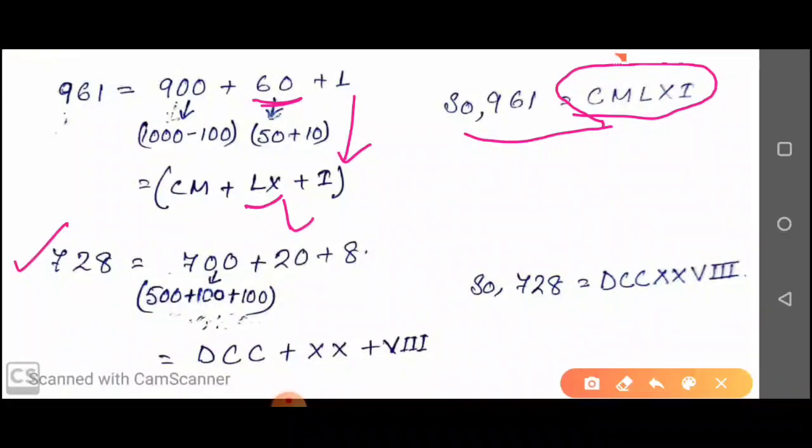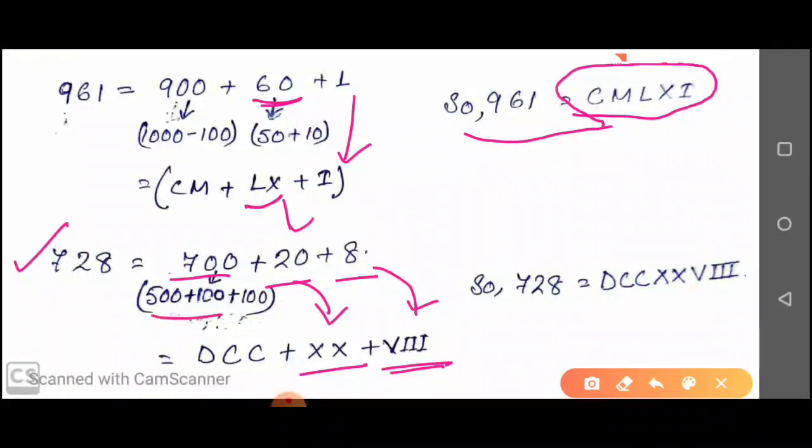For 728, we can write it as 700 plus 20 plus 8. Now, for 20, it is very easy to write XX. We can repeat a symbol 3 times. So, here we are repeating X 2 times. 8, we all know how to write 8, VIII.